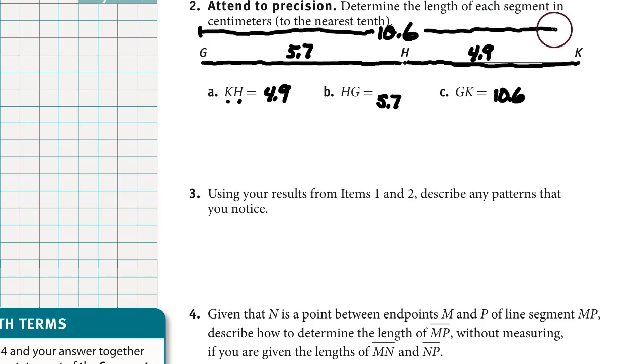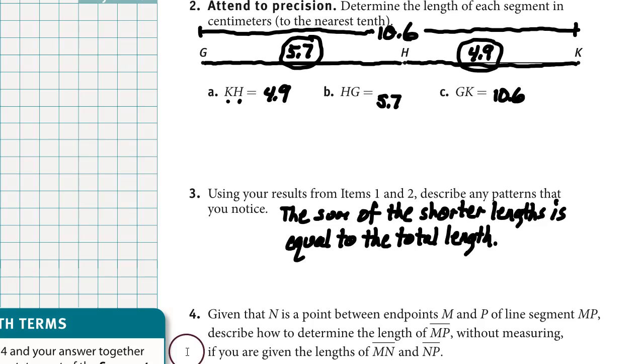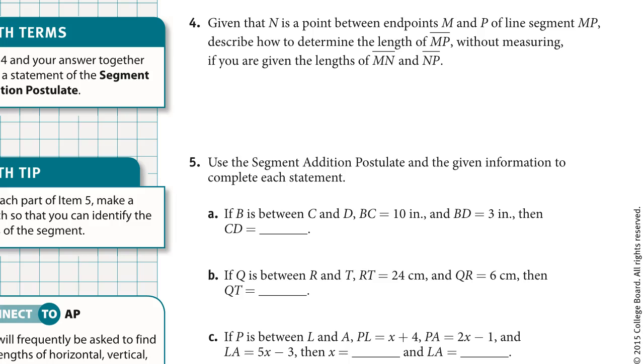What patterns do you see? I hope the pattern that you see is that if you add these two distances, that is equal to 10.6, the total distance. So let's describe that for number 3. One way to write that is like this: the sum of the shorter lengths is equal to the total length. Now, you don't have to write that down in your notes because we're going to write that later on and call it a postulate.